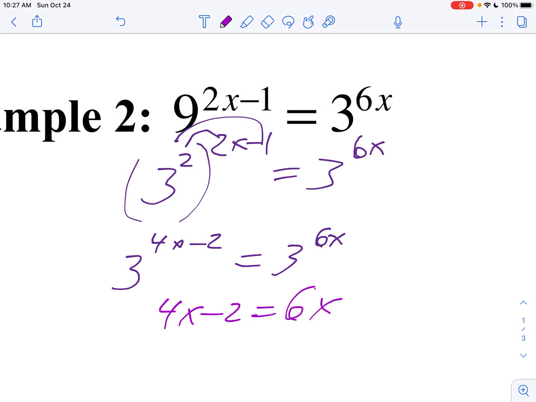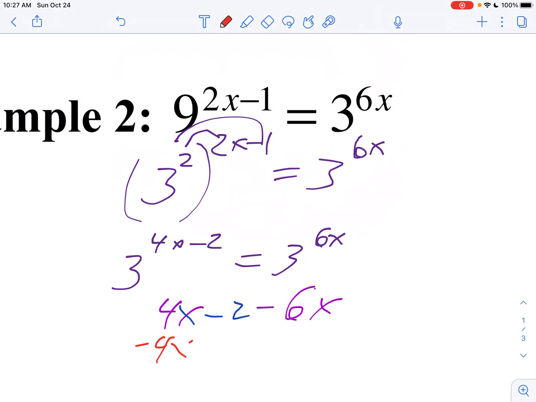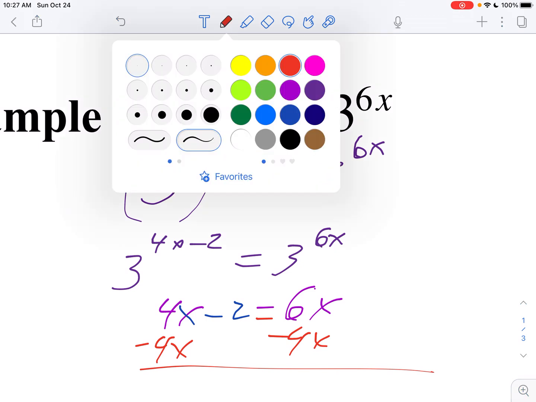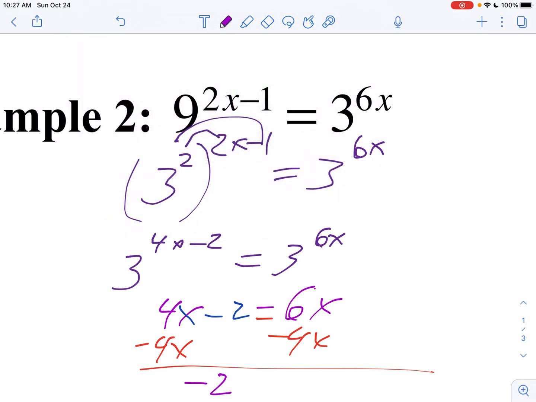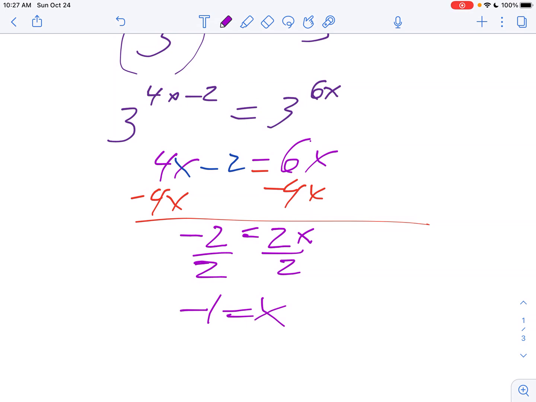Then, to solve for x, let's just add 2 to both sides. Well, I can't add 2, I'm sorry. Let's subtract 4x from both sides, because you want all the x's on the same side. So I'm going to subtract 4x from both sides. So bring down the negative 2. Don't forget your negative sign when you bring it down. 6x minus 4x is 2x. So at this point, we'll divide both sides by 2. And negative 2 divided by 2 is negative 1, which equals x. And there's your answer.